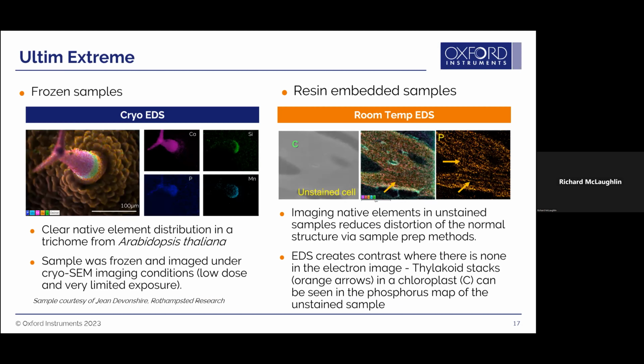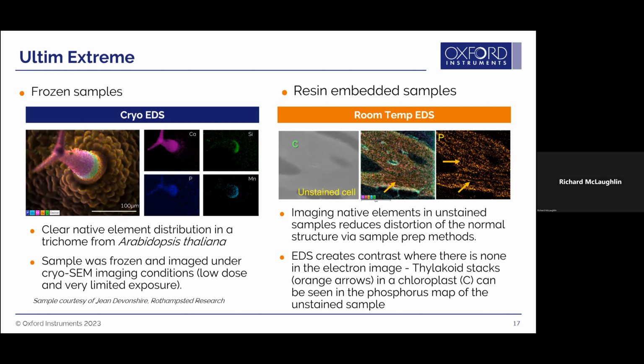Another example of the extreme, more biological samples. Here we have a cryo example on the left. Sorry if I butcher this pronunciation, but Arabidopsis thaliana is what it's from, which I guess is some sort of cress.